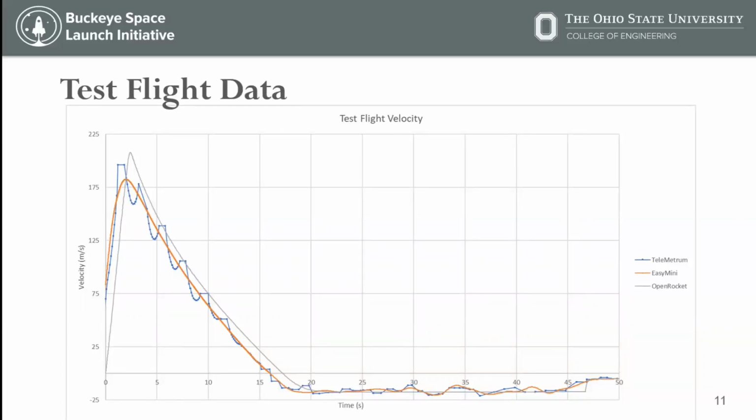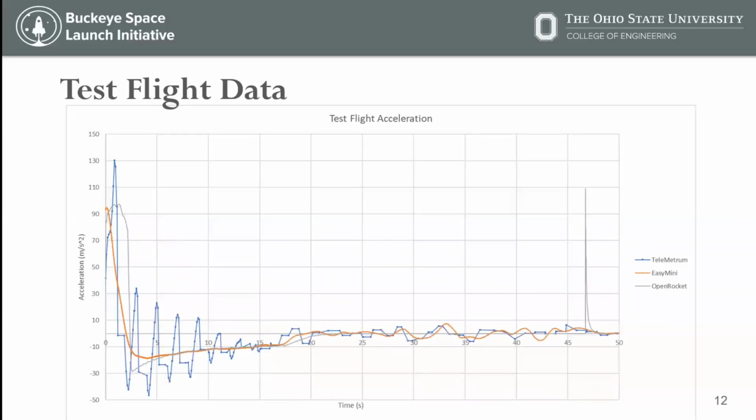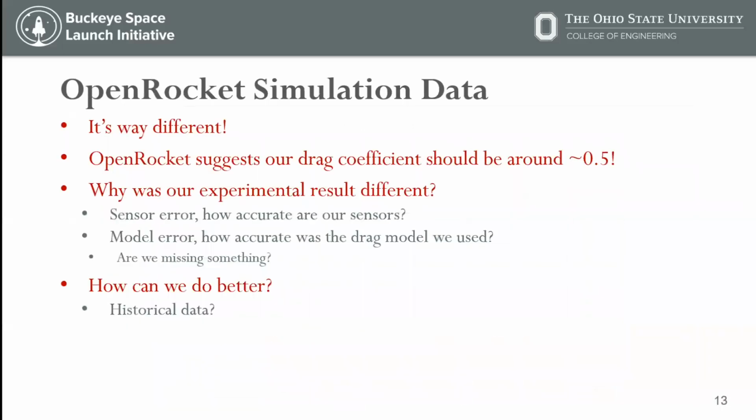Telemetry data is pretty noisy. It looks like it's kind of cycling there. And then our acceleration data, again, the profile of the Easy Mini and the OpenRocket data looks pretty different, even though the Easy Mini data is smooth, while the telemetry data is very noisy. So yeah, like I said before, it's way different. OpenRocket suggests that our drag coefficient should be around 0.5. So why does our experimental result differ?